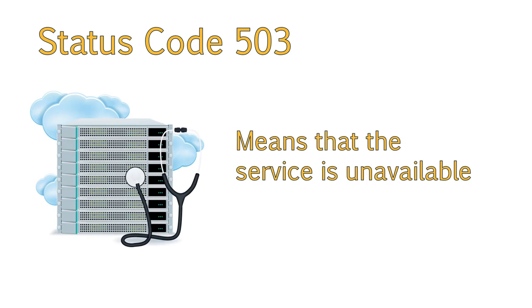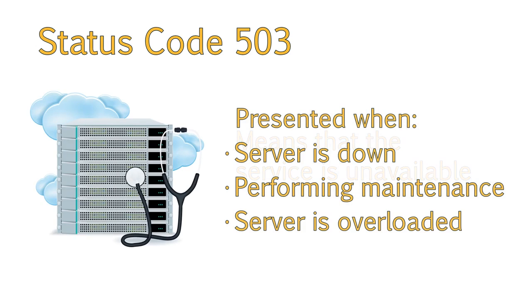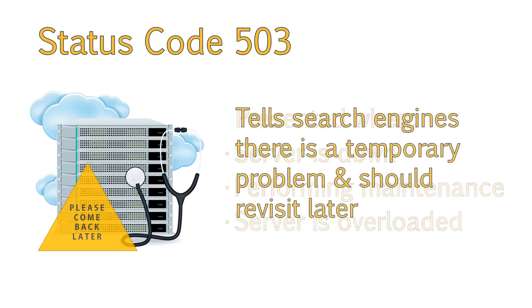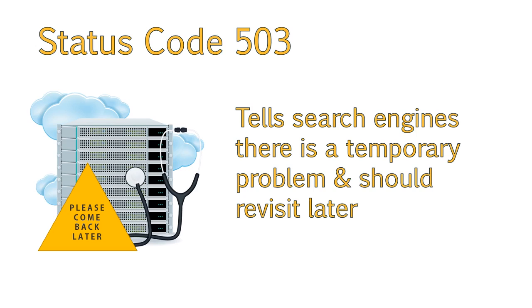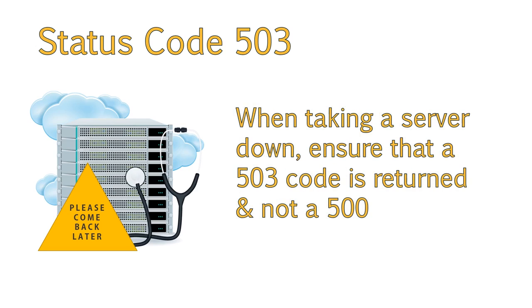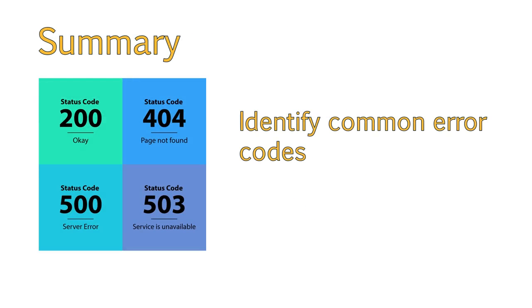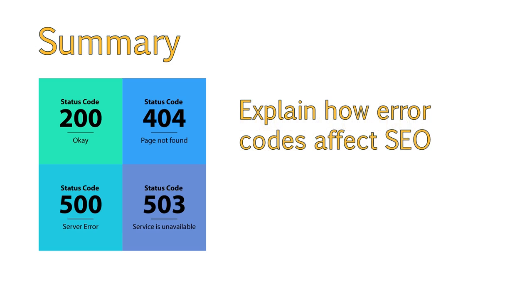A 503 error code means that the service is unavailable. This is the code that should be presented when the server is down, you are performing maintenance, or the server is temporarily overloaded. This lets search engines know there is a problem, but it is temporary and they should revisit later. When taking a server down for any reason, it's important to ensure that a 503 code is returned and not a 500. You should now have an understanding of common error codes you may encounter while analyzing a site and how these different error codes may affect how search engines handle and index your pages.